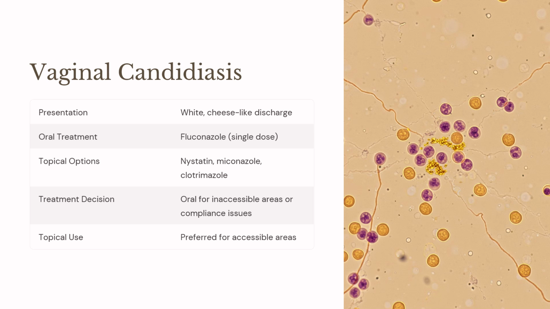Which one to select, oral or topical? That will depend upon the patient. Sometimes the lesion will be in an inaccessible area, and due to compliance issues the patient might not want a topical one. They might go for oral, and single-dose fluconazole will be of great help. Compliance-wise that is also very good. So in vaginal candidiasis, it depends upon the doctor to decide whether to give oral or topical.